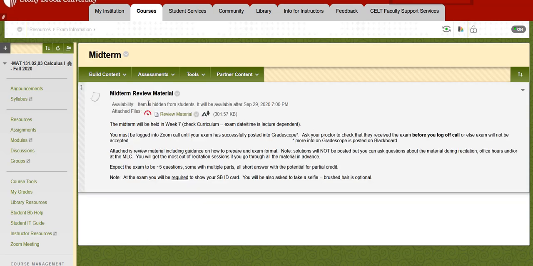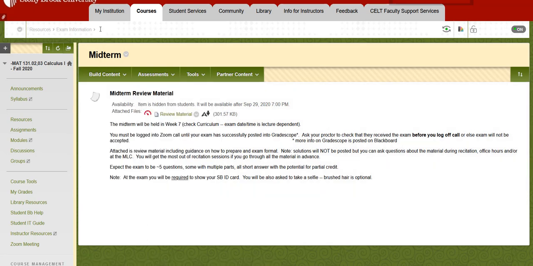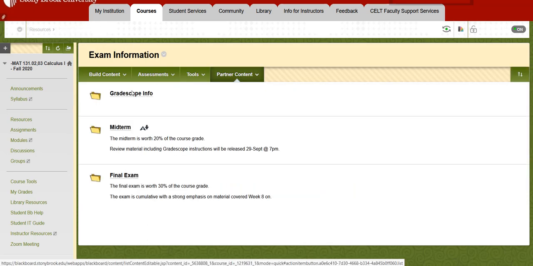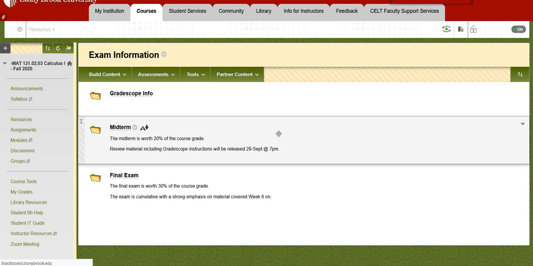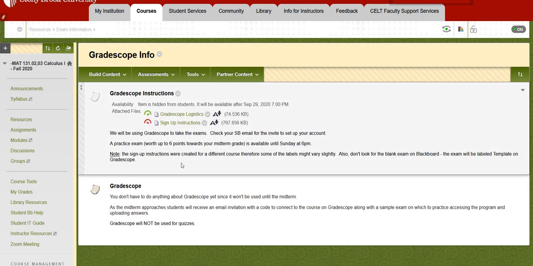You'll have midterm review material. You'll click on here. And you'll also have, go back to here, information about Gradescope. You'll get an email. You'll have how to sign up, just logistics for the test. And then you'll also have a sample exam. A sample exam will be available until 6 p.m.